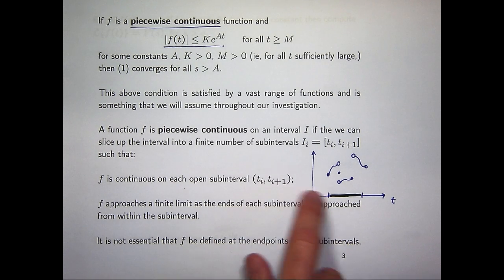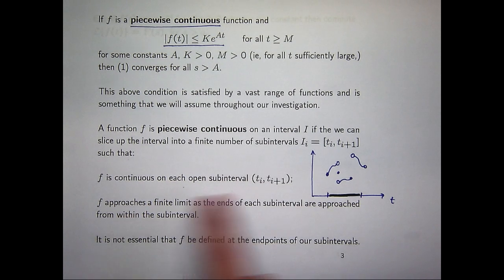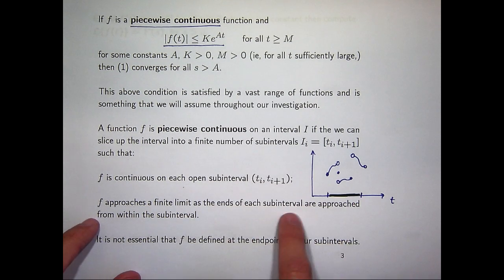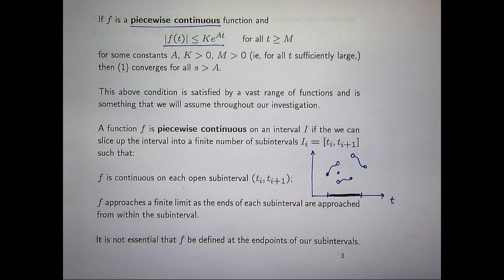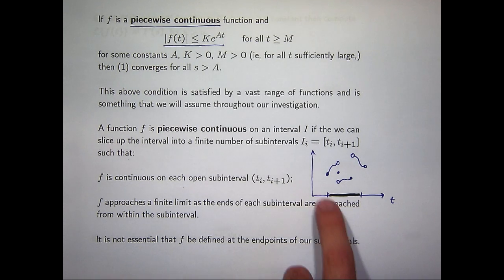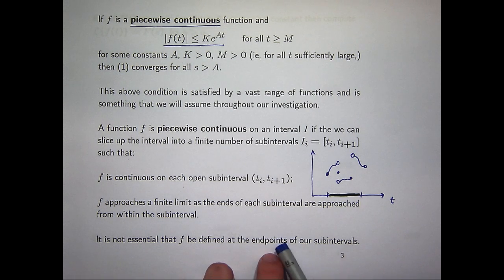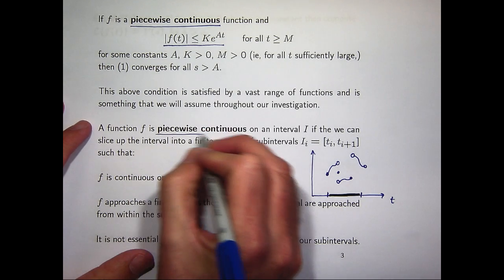The function is continuous on each little open subinterval. And as we approach the endpoints of each subinterval, f approaches a finite limit. The f doesn't go off to positive infinity or negative infinity or something like that. Now, it's not essential that f be defined at the endpoints of the original interval or any endpoints of our subintervals. Okay? So that's essentially a picture of a piecewise continuous function.